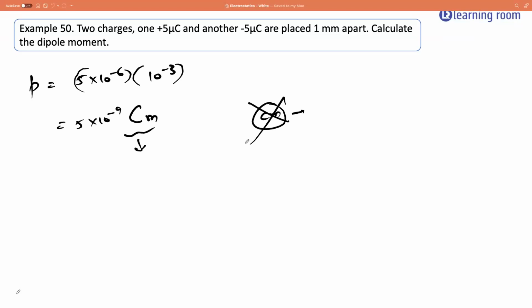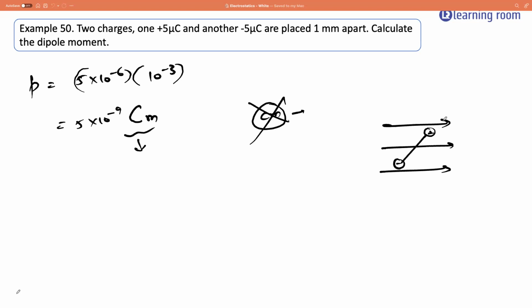Sir, could you tell where the stable equilibrium and where unstable equilibrium is? Sure. If you place it in the electric field, you can place the dipole inclined at an angle like this.